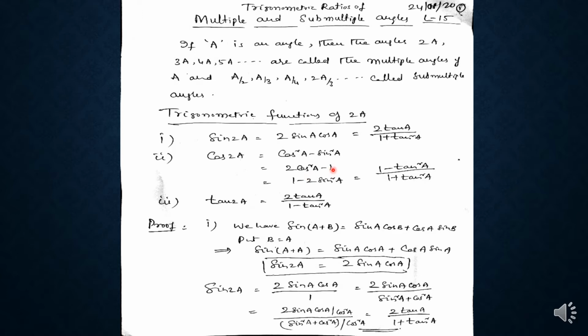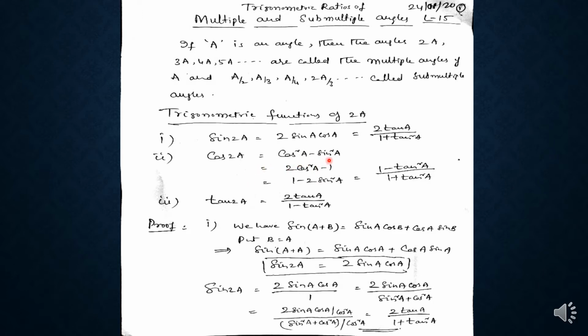If we want to write cos 2a in terms of only sin a, that can be written as 1 minus 2 sin square a. Or if we want to write it in terms of tan a, cos 2a is equal to 1 minus tan square a by 1 plus tan square a. Thus we have 4 formulas for cos 2a.